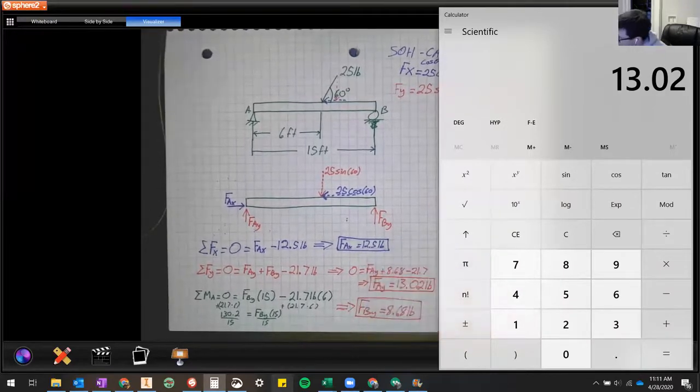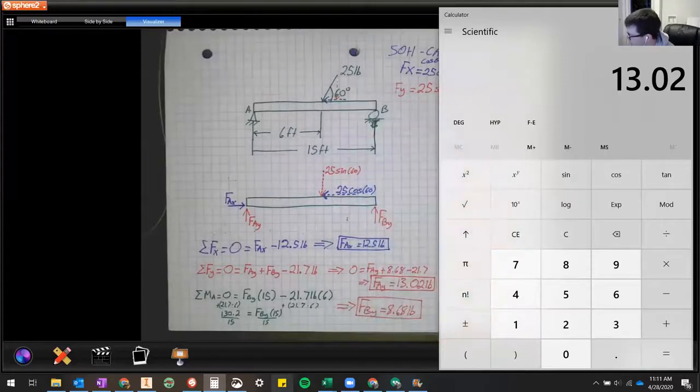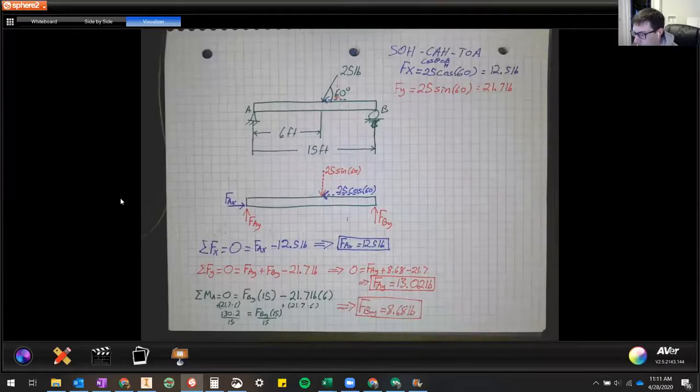So there I've now solved for FAX, FAY, and FBY, and I've also broken down my initial force into its X and Y components. So that's combining what we were working on with force vectors and component forces. And it's also showing how we would do a beam problem. If we have any questions, we can go over that in class, but hopefully that gets you started using equations of equilibrium, beam reactions, not beam deflection, beam reactions, and component forces.